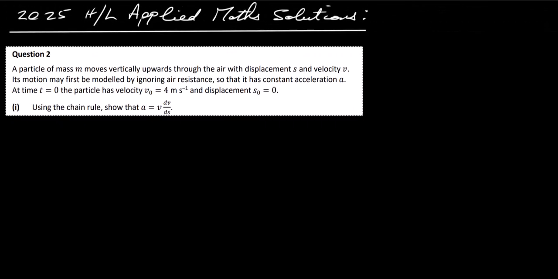This is the 2025 Higher Level Applied Maths Solutions question 2. A particle of mass m moves vertically upwards through the air with displacement s and velocity v. Its motion may first be modeled by ignoring air resistance so that it has constant acceleration a. At time t equals 0, the particle has velocity v0, which is equal to 4 meters per second, and displacement s0 is equal to 0. Using the chain rule, show that a is equal to v dv/ds.